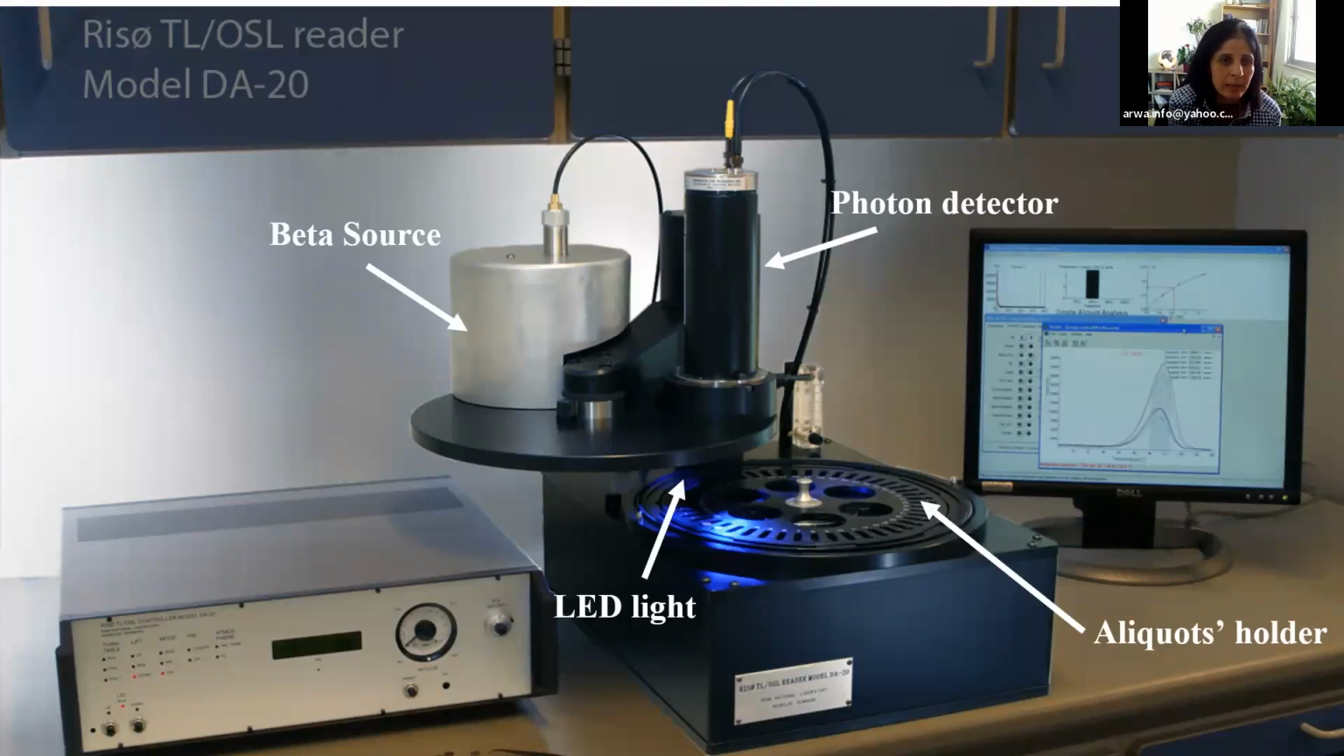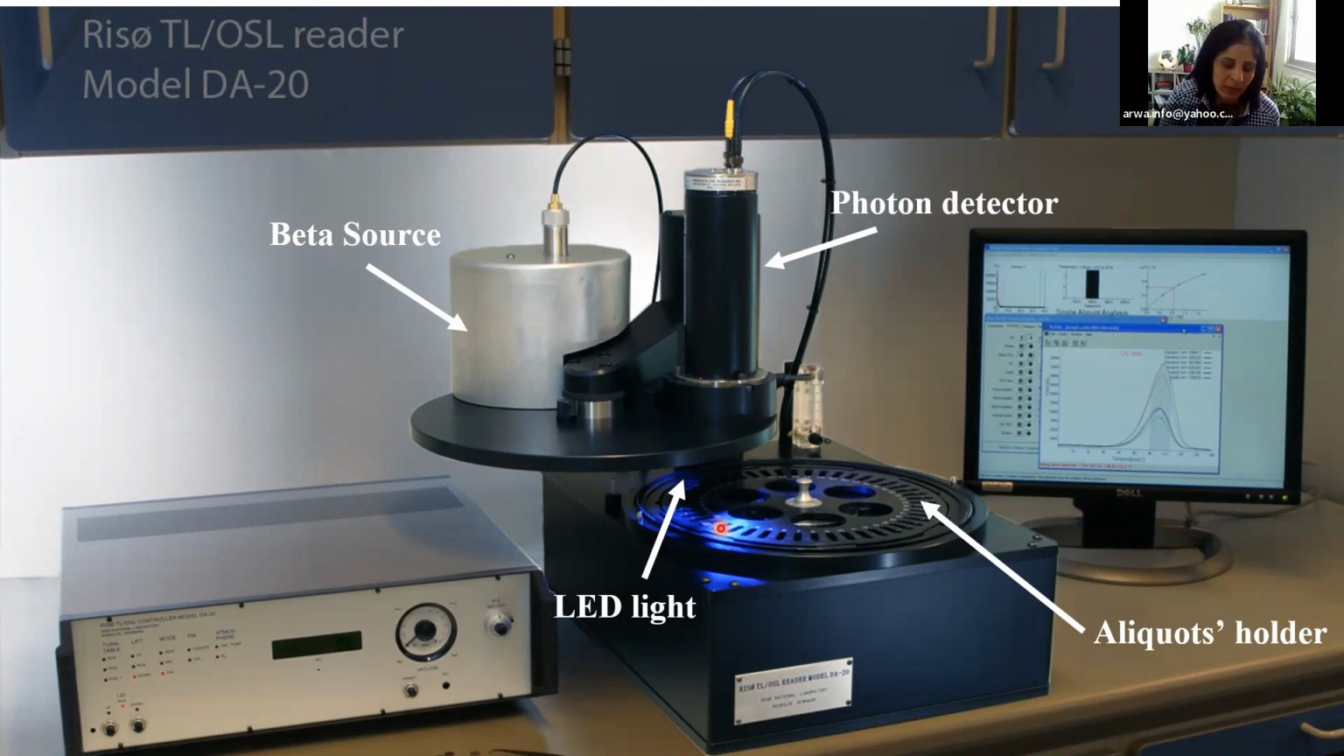The apparatus that we use for OSL measurements, which is known as the OSL reader, is composed of three main components: the beta source, which is used to irradiate the samples to create the luminescence signal in the lab; the photon detector, which can detect the photons or lights released from the sample and convert them into digital signals connected to the computer; and the LED lights.